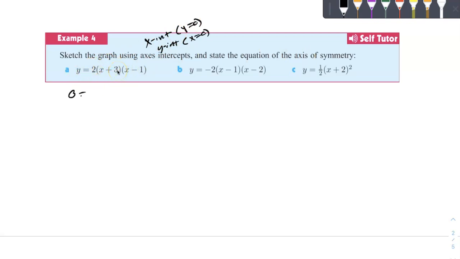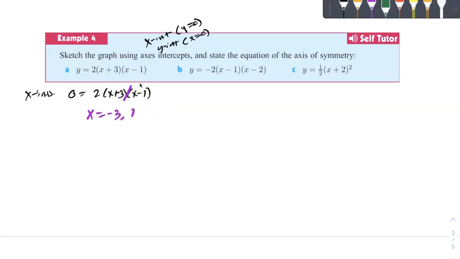Okay, so finding the x intercepts is super simple when it's in factored form like this. So we just set it equal to 0 and find the x intercepts. We're going to get 2 times (x plus 3)(x minus 1). All we have to do here is split it, and x is going to equal negative 3 and 1. Inside opposite, inside opposite. You're just solving, so you set each factor equal to 0.